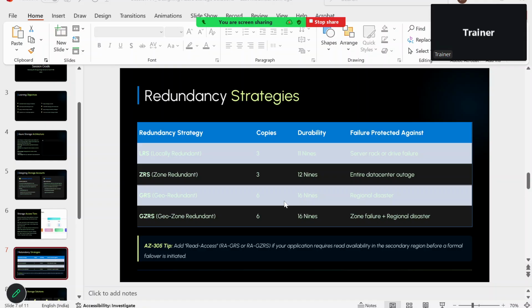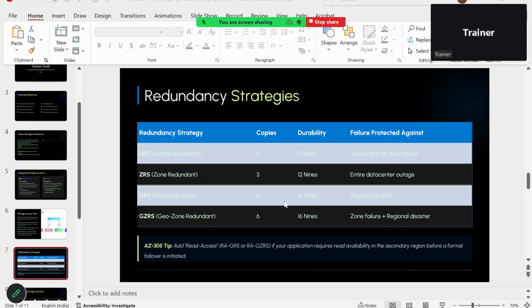Regional disaster protections, geography redundancy, and disaster recovery support. For example, East US replicated to the Central US. What are the limitations? Secondary region not readable during normal operations. And what is the use case? Enterprise production and disaster recovery workloads.